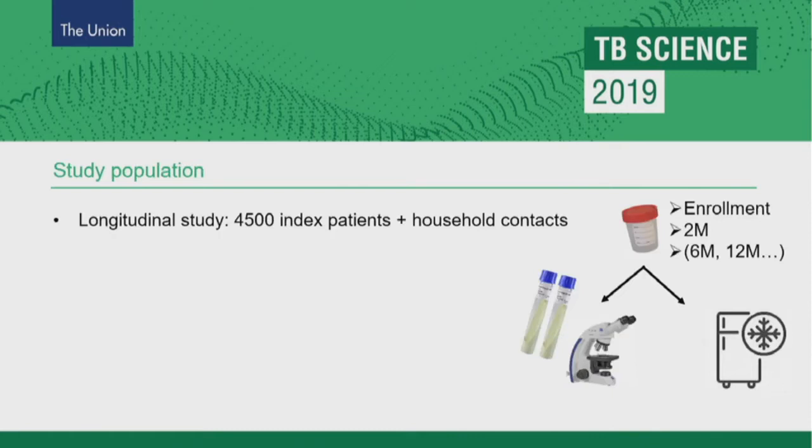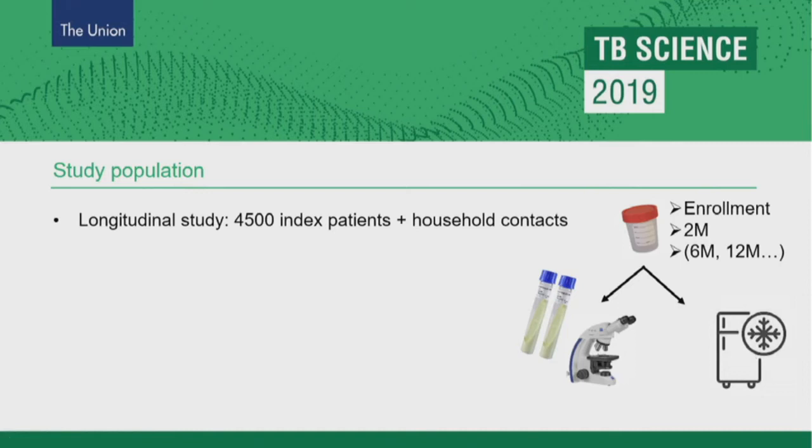And to investigate this, we made use of a biobank of samples from a large epidemiology study that was conducted in Peru between 2009 and 2012, so quite a while back. And in this study, 4,500 index patients and household contacts were recruited. And from everyone who was diagnosed with TB, a sputum sample was collected at enrollment, after 2 months, and in case of drug-resistant TB, also at later time points. And this sample was tested with microscopy and culture. It was grown on LJ slants, and part of the sputum was also frozen at -80, so this allowed us to use it for the present study.